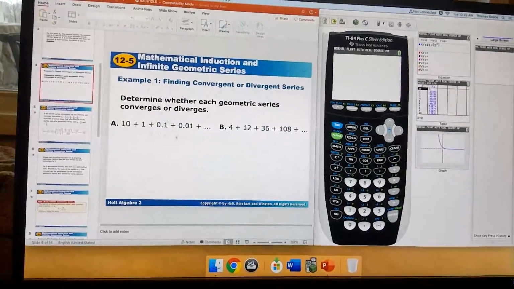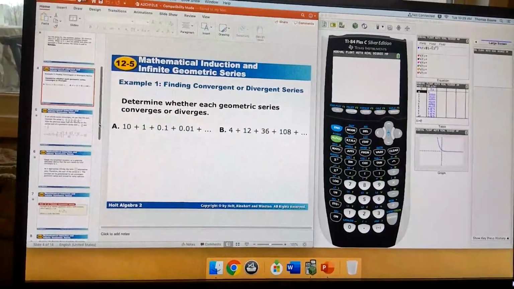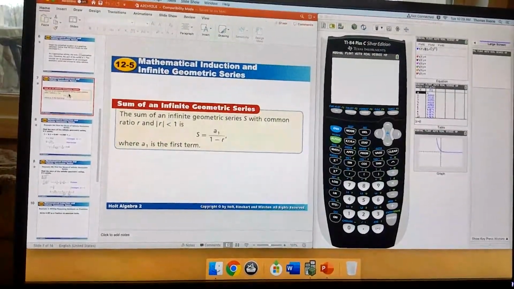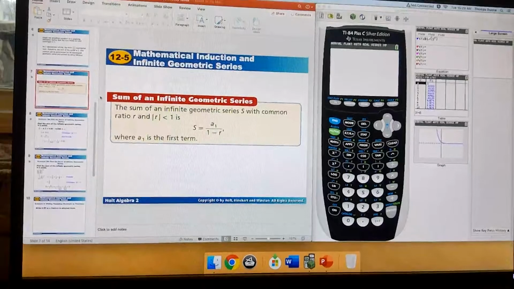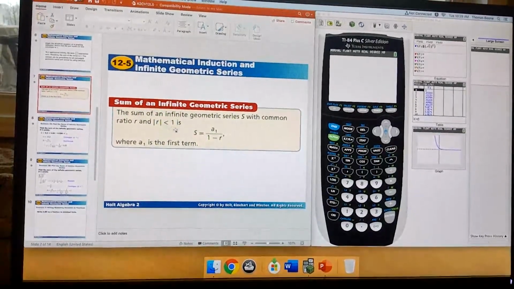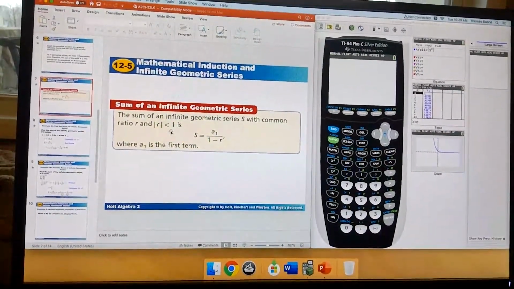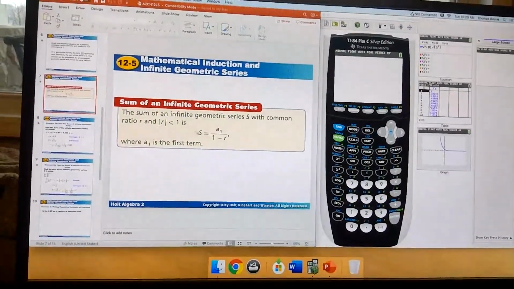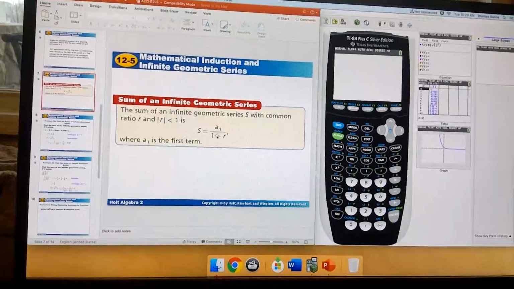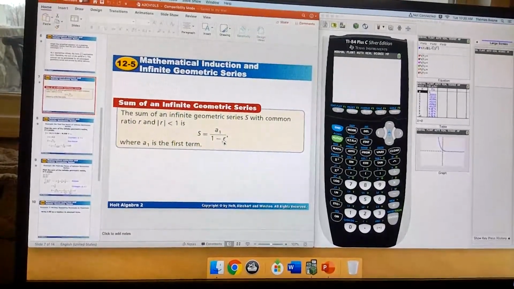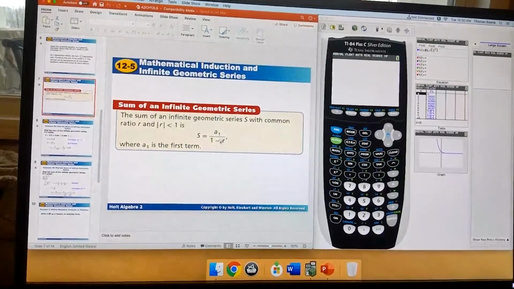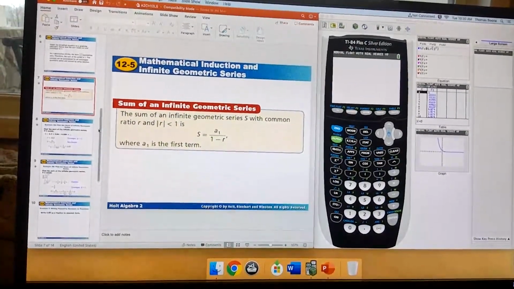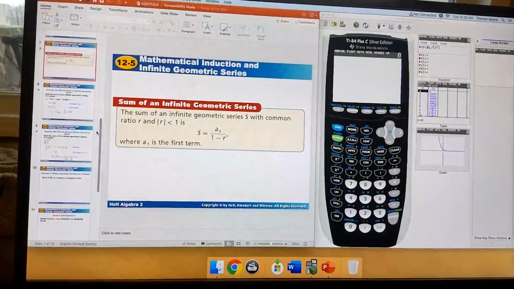Okay, so the question might be, if it converges, how do we find the sum that it goes to? Well, here it is. There's the formula right here. Now remember, it has to be a converging series, otherwise you can't find the sum. If it keeps getting bigger and bigger, you can't add that up. But what you're going to do is take the first term, and divide it by 1 minus whatever your ratio is. So whatever you're multiplying by, and that number should be between 0 and 1, should be less than 1. So there we go. Just a couple ways to do that.